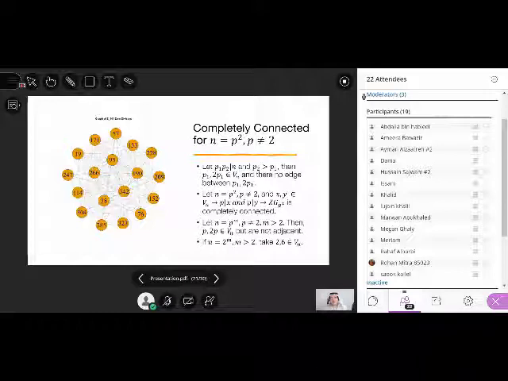So let's again go into cases. The case here being it's completely connected for n equals p squared, where p is not equal to 2. The reason I excluded 2 is because 2 squared is 4, and 4 only has 2 as a zero divisor. Therefore, it's a singleton graph. It will only have one vertex, therefore no edges. So if p is not equal to 2, then p squared will always be completely connected.